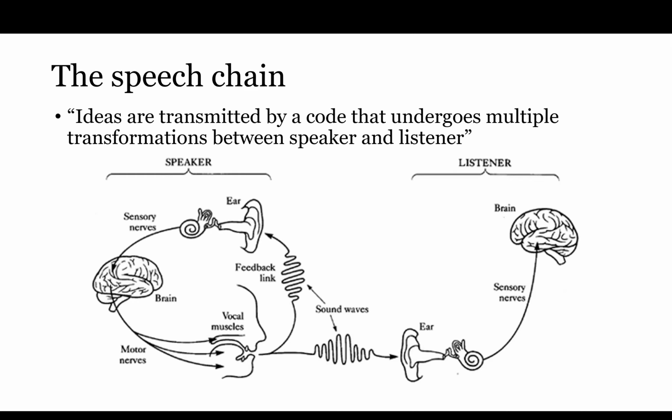Now, a part that's often left out of this picture is the fact that the talker's ear is also part of this system, right? So as you're listening to yourself, you're constantly monitoring how you're speaking to make sure it's the right volume, the right pitch, you're hitting all the right speech sounds. And so that's an important part, this feedback link. And so we'll see some examples of why we know this is true.